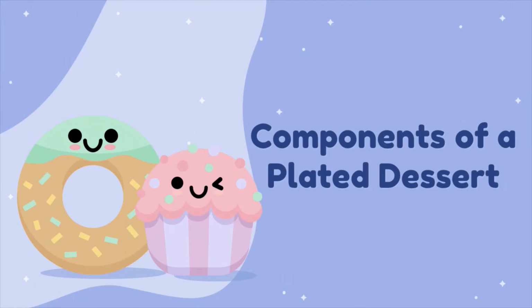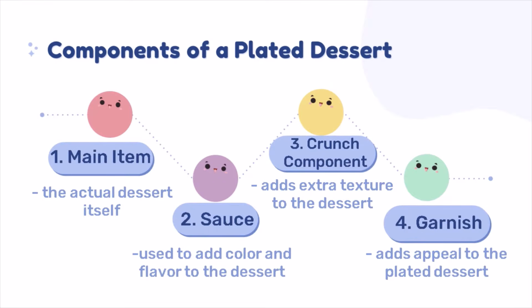Components of a plated dessert. These are the components of a plated dessert. 1. The main item, or the actual dessert itself. 2. The sauce. It is used to add color and flavor to the dessert. 3. Crunch component. It adds extra texture to the dessert. 4. Garnish, which adds appeal to the plated dessert.